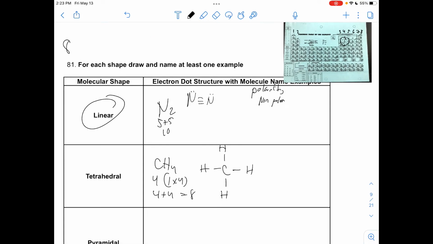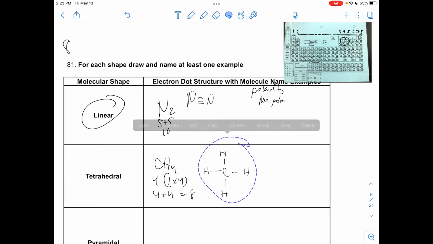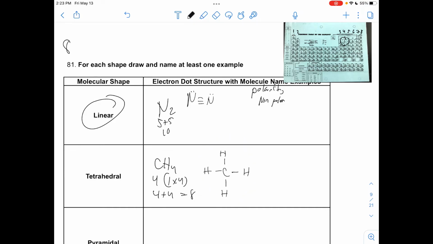Okay, so tetrahedral, I have one thing that's bonded to 4 other things. Again, if I rotate this 180 degrees, it's the same thing. And so this would be nonpolar.